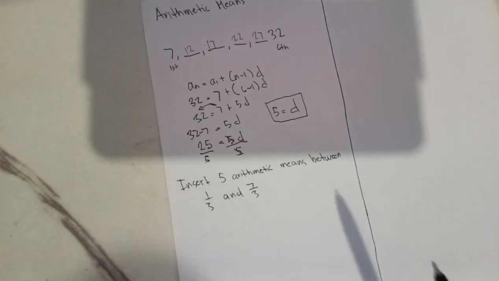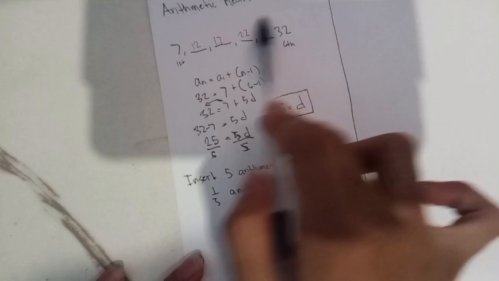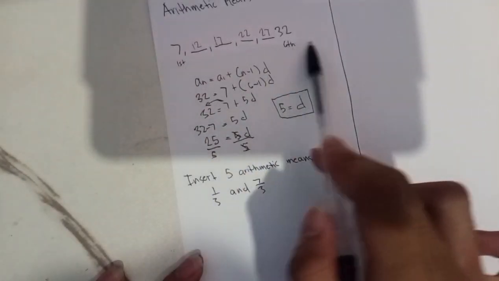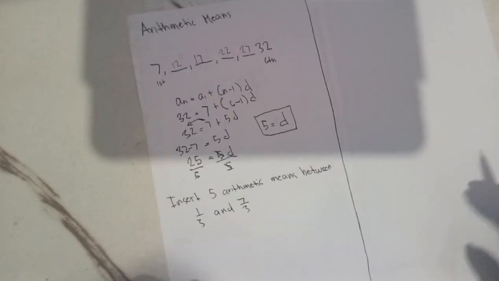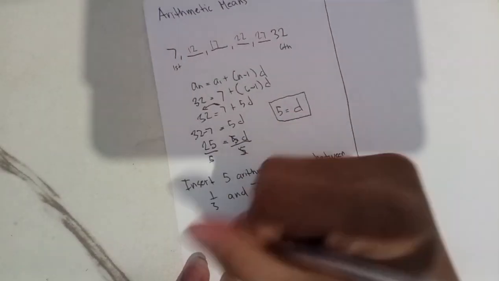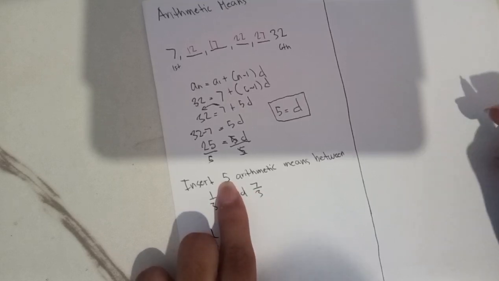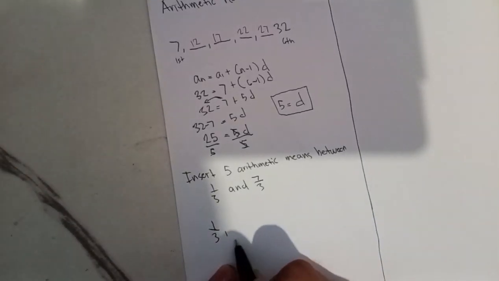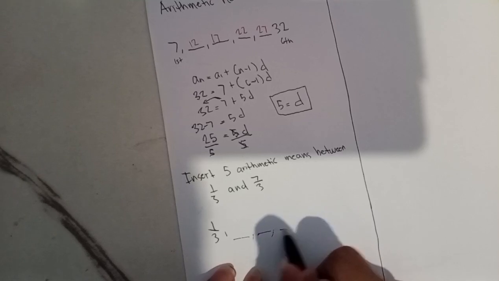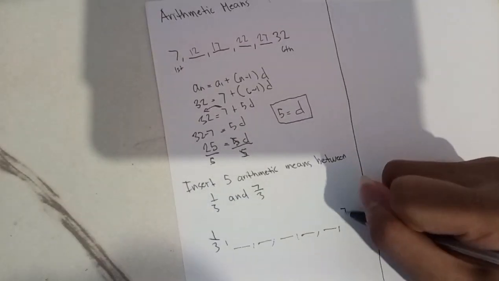So, let's write this kind of pattern. I mean, this format para di tayo malito. So, between 1/3 and 7/3. So, mauna si 1/3. And before tayo makarating kay 7/3, need natin na isulat muna si 5 arithmetic means. So, maglalagay tayo ng 5 lines. 1, 2, 3, 4, 5. And then, the 7/3.